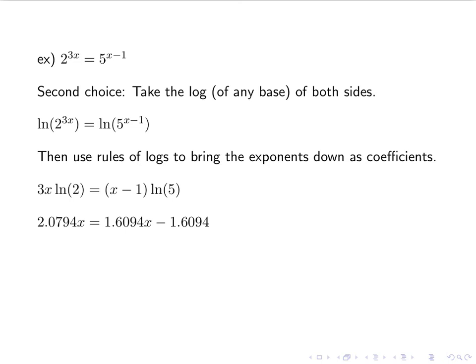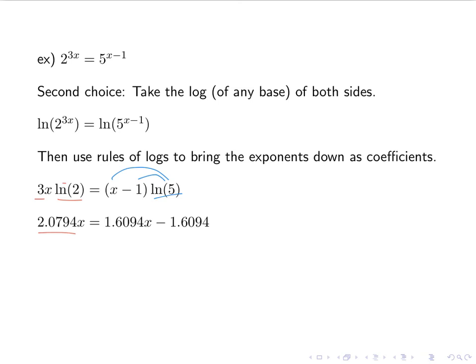Next, I'm going to plug those numbers into my calculator. So on the left, I'm going to do 3 times ln of 2, and that's going to be my 2.079. And then on the right, I'm going to find ln of 5 and then distribute it. So ln of 5 is 1.6094, again 4 decimals, and then I'm distributing it to the x and the minus 1. Okay, and again, what I'm left with is a linear equation.